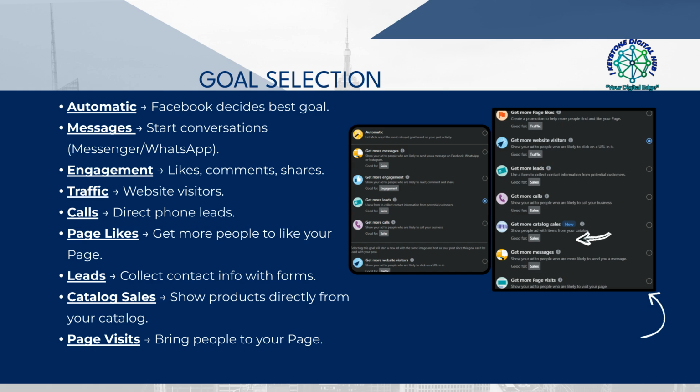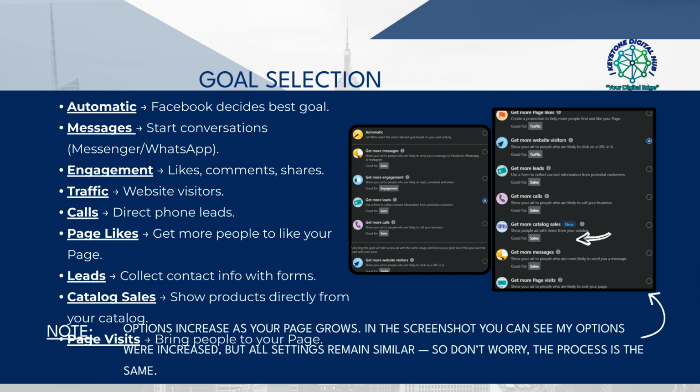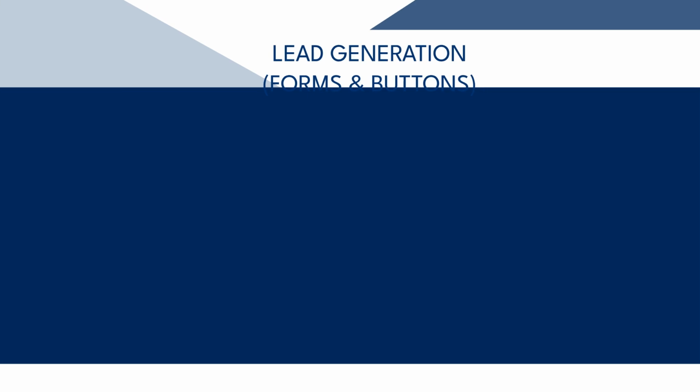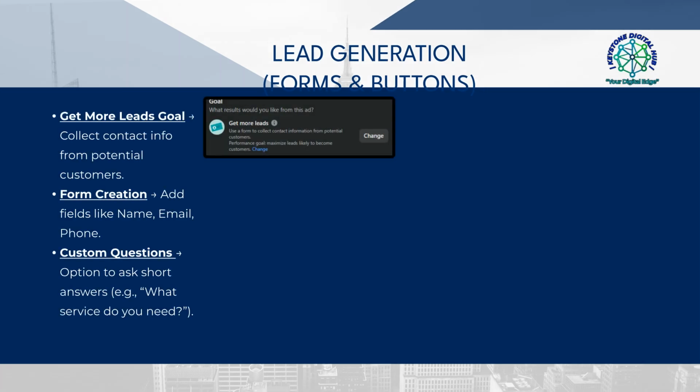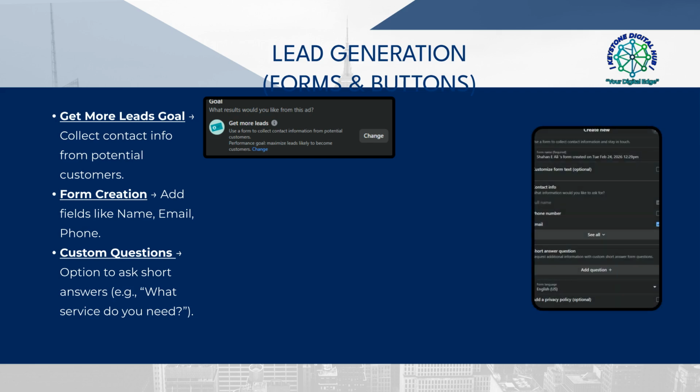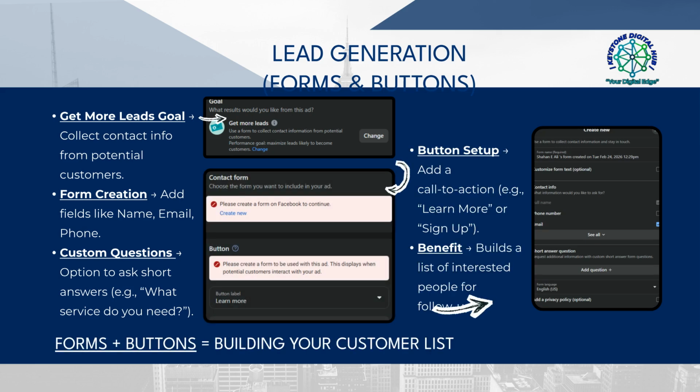Goal selection is crucial. Options range from automatic to specific goals like messages, engagement, traffic, calls, page likes, leads, catalog sales, and page visits. The options may increase as your page grows, but the settings remain similar. For lead generation, the goal is to collect contact information from potential customers. You can create forms, add fields like name and email, and include custom questions. This process of creating forms and buttons is essential for building your customer list.